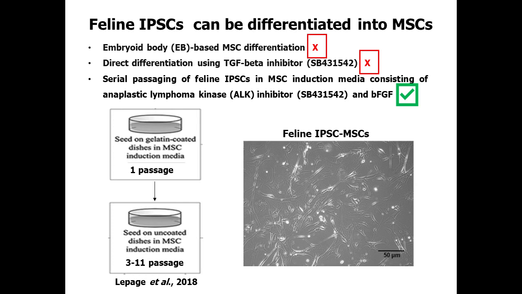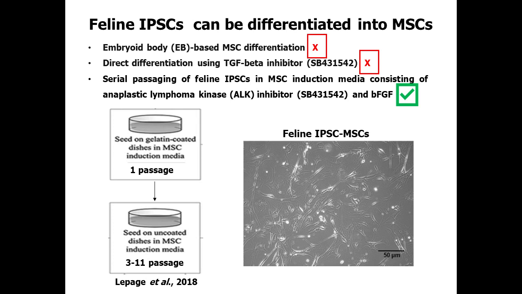For the differentiation, we used the traditional embryoid body differentiation assay. You might all know about this assay, but this failed. Then we tried direct differentiation with a TGF-beta inhibitor, a validated protocol for human and mouse iPSC-derived MSC generation. That also failed. Then we used another protocol, validated for equine iPSCs, which is serial passaging of these iPSCs in the presence of ALK inhibitor. By using this protocol, we could generate MSC or MSC-like cells.